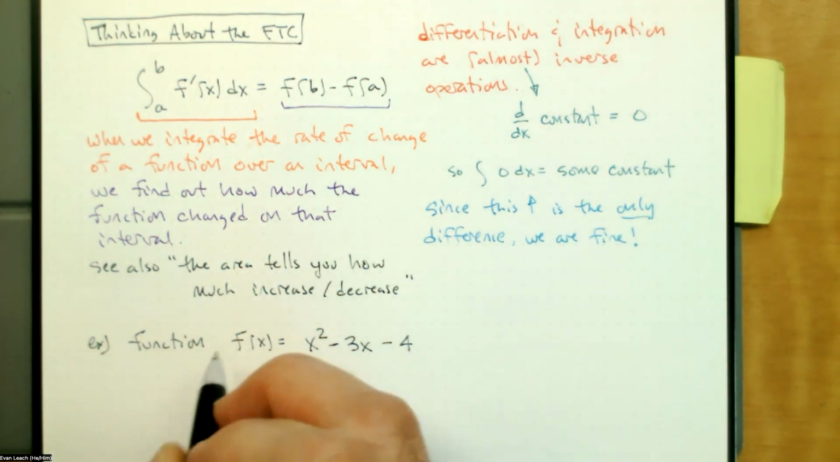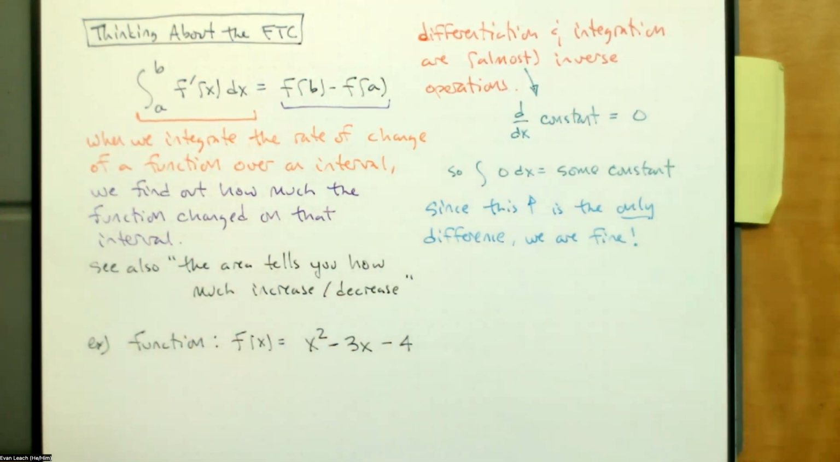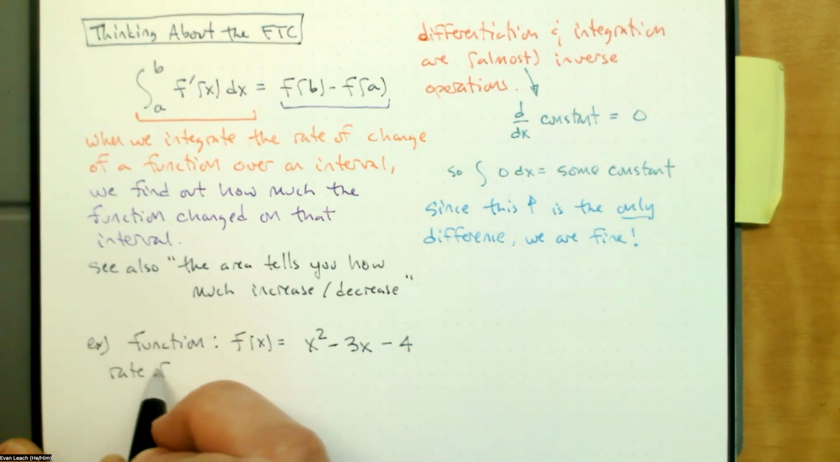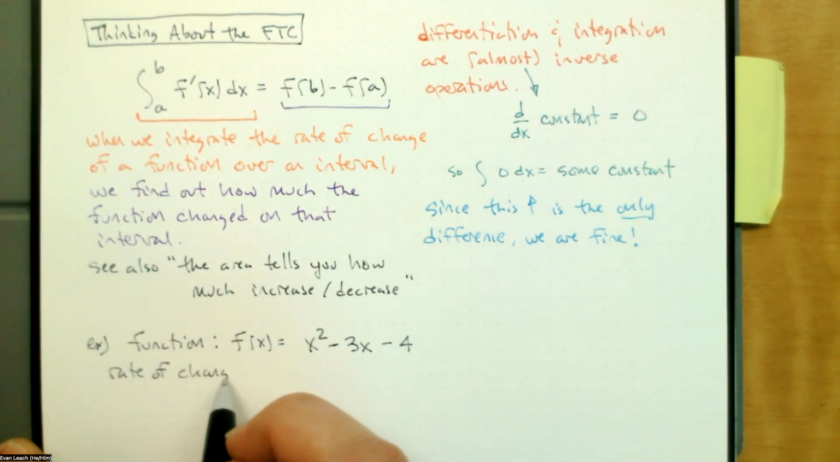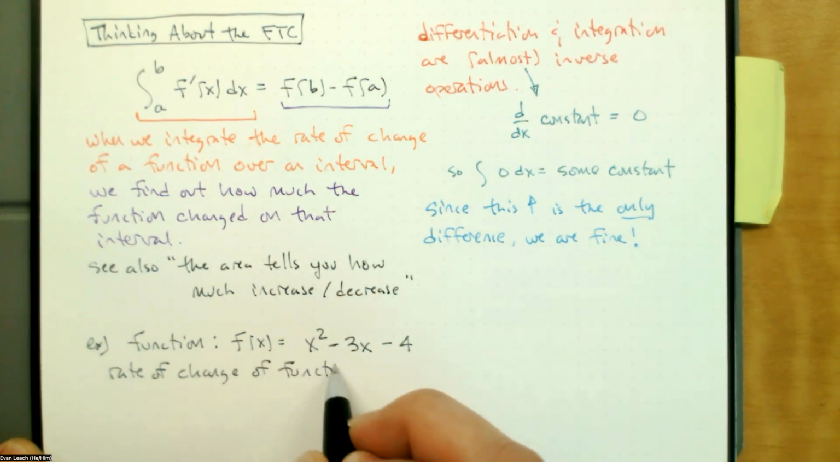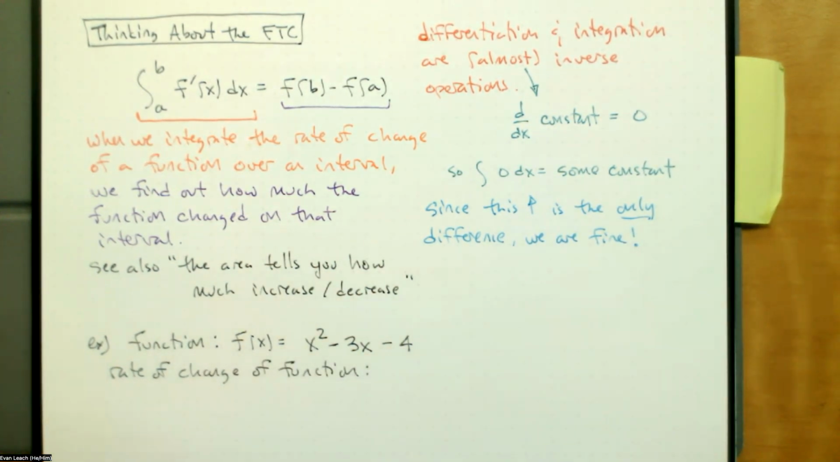So let's talk about what I'm going to call the function. If I say f of x, the function is x squared minus 3x plus 4. What is the rate of change of this function? What's the calculus word for rate of change? Derivative. So what is the derivative of this function?